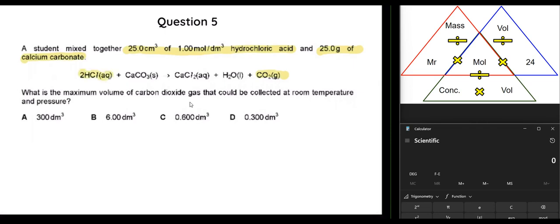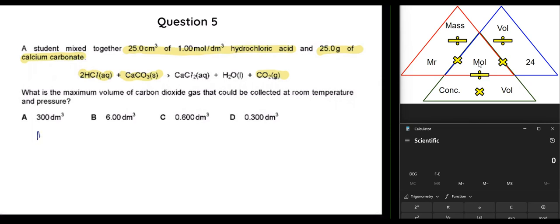So we've been given stuff about the hydrochloric acid and stuff about the calcium carbonate. Because we've been given two, one of them is going to be in excess. So first of all, let's find out which one is in excess. We've been given the concentration and volume of an aqueous solution, so we're up here in the moles conc vol triangle. And we've been given the mass of calcium carbonate, so we're in the mass moles MR triangle as well.